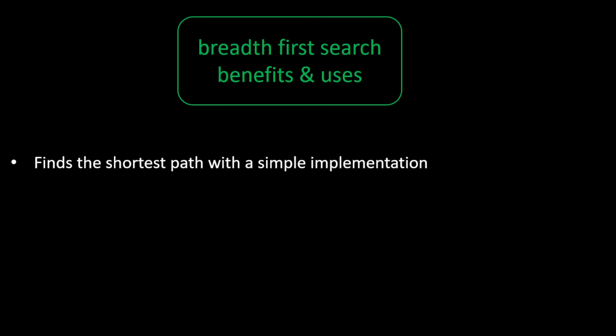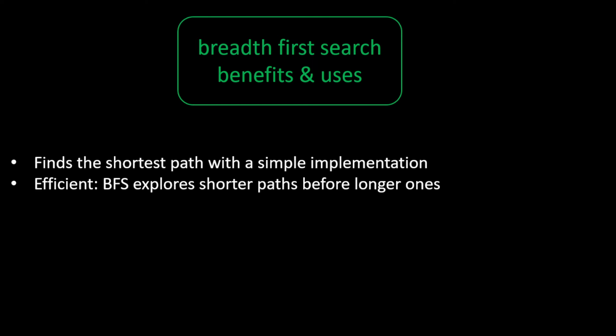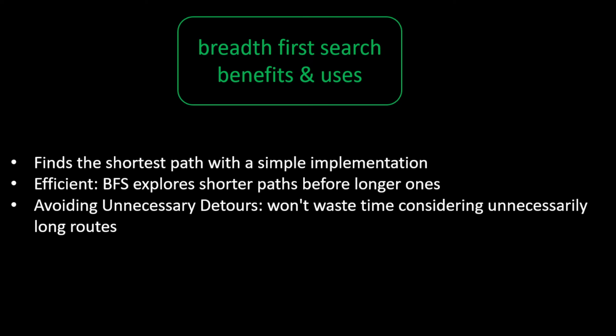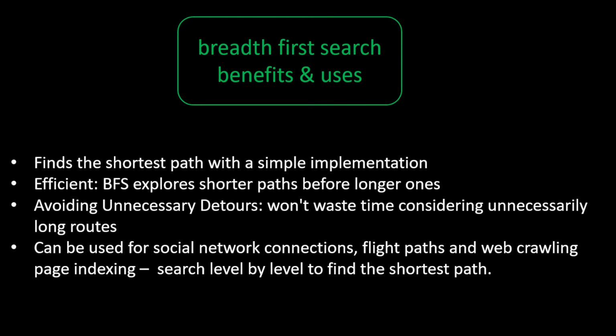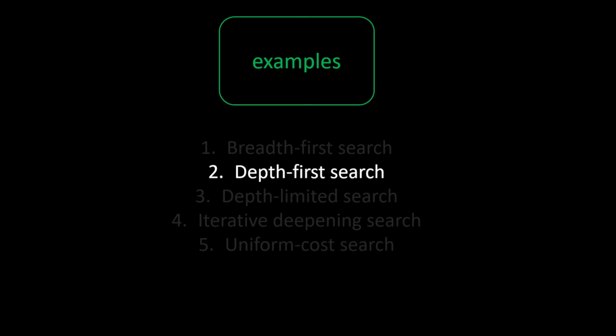So the breadth first search, quite simple implementation. It finds the shortest path, quite efficient, no long paths, no long detours. And its uses, well, this can be used for social network connections, flight paths and web crawling, indexing pages, so we make sure we get the index of the shortest path. So that's how we can use the breadth first search.